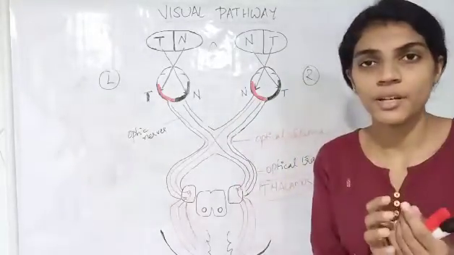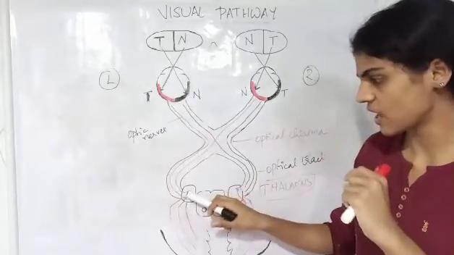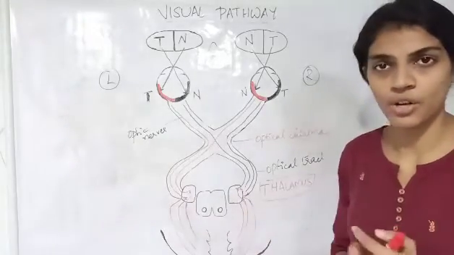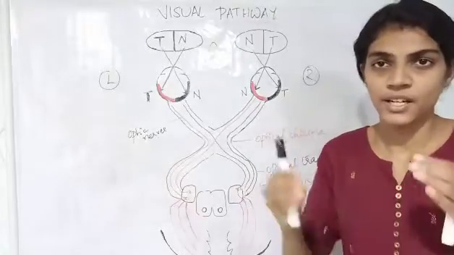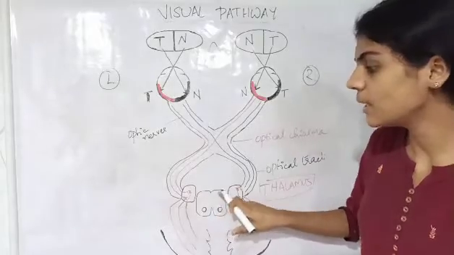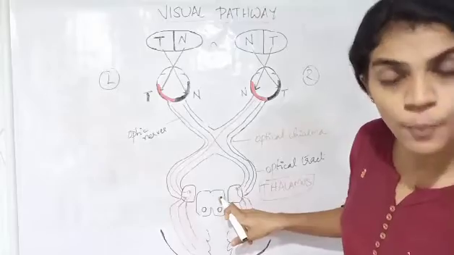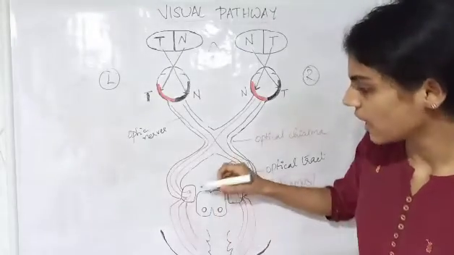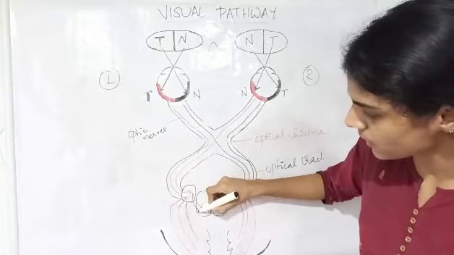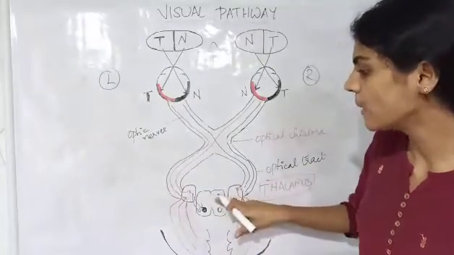One important point is that when the nerve fibers have reached the lateral geniculate body, most of them go into the visual cortex. But some of the nerves do not go to the visual cortex. They go directly to a region in the midbrain known as the superior colliculus. You can see a round portion here, which is the superior colliculus, in the midbrain region.